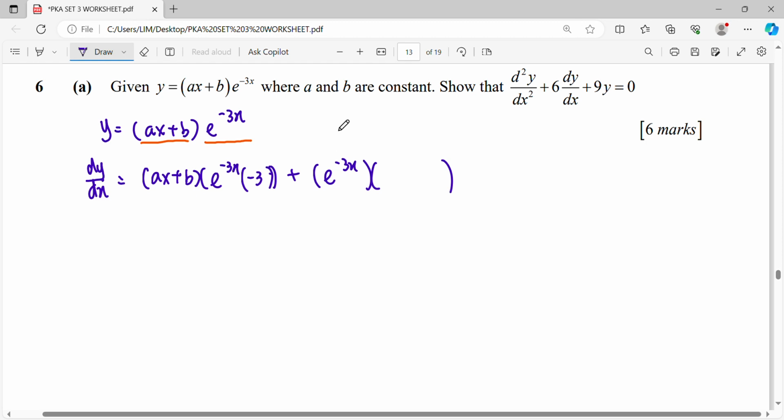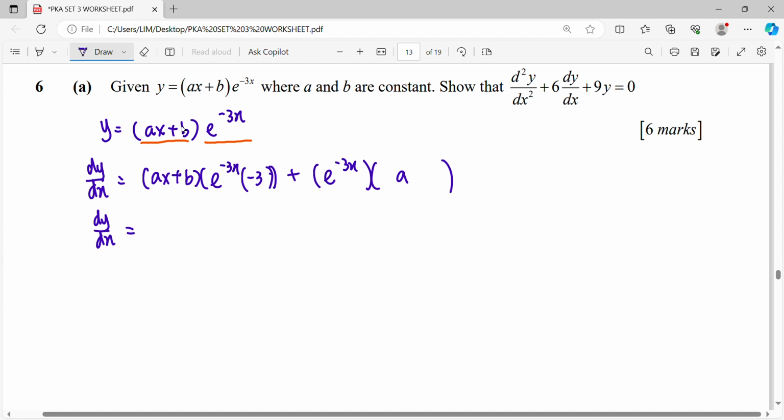Then differentiate the front. For the front, just imagine this is a number, like 3x. When you differentiate 3x, you get 3. Means when we differentiate ax, we get a, and when we differentiate b, a constant, we get 0. Alright? And we try to simplify what we have here.